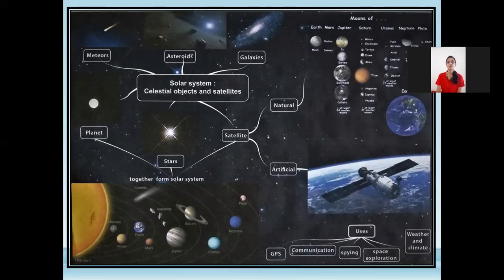So, a satellite is an object which rotates around an object bigger than it. Again, satellites are divided into two parts, artificial satellites and natural satellites. Artificial satellites are very useful for us in our day-to-day life for navigation, science, space exploration, weather and climate. This is the use of satellites.